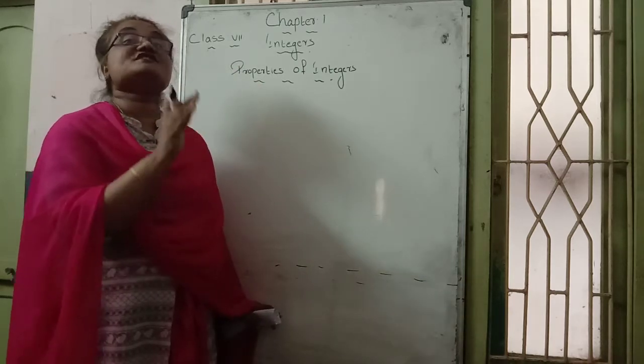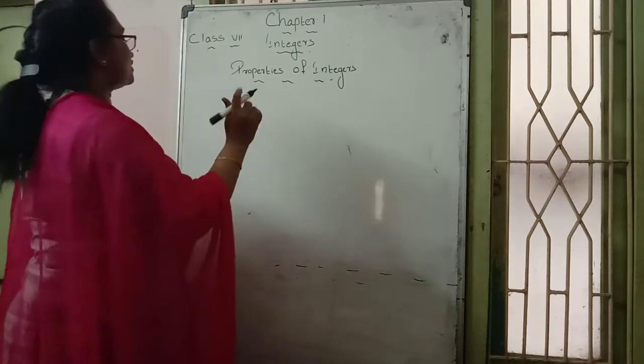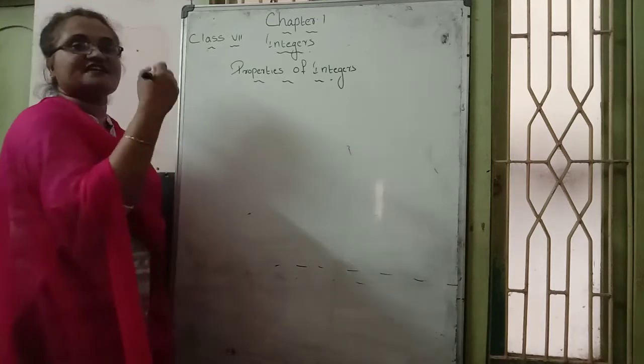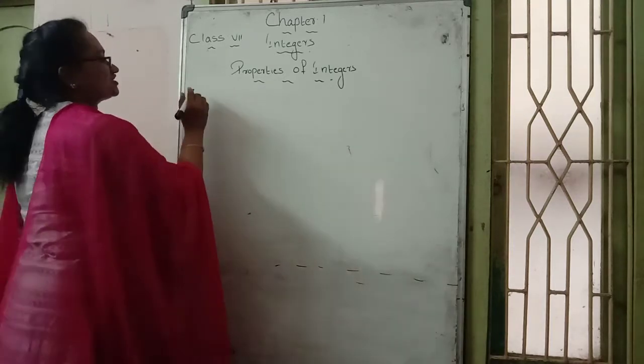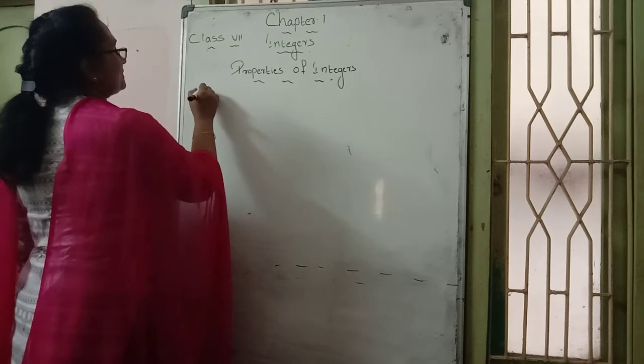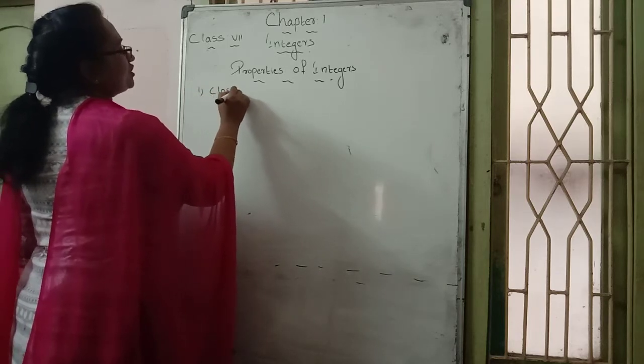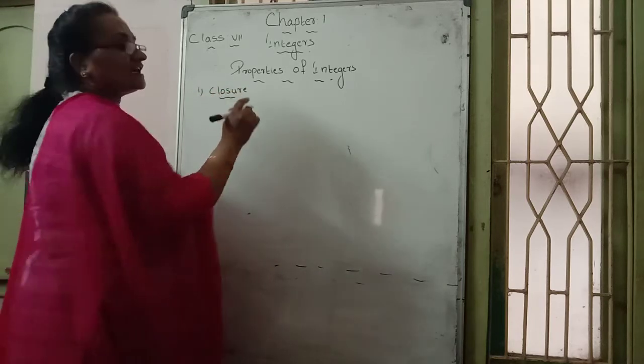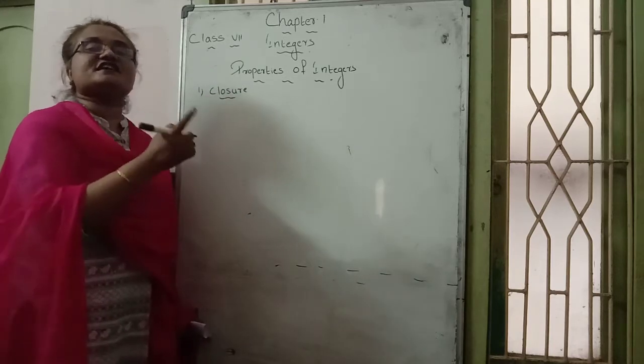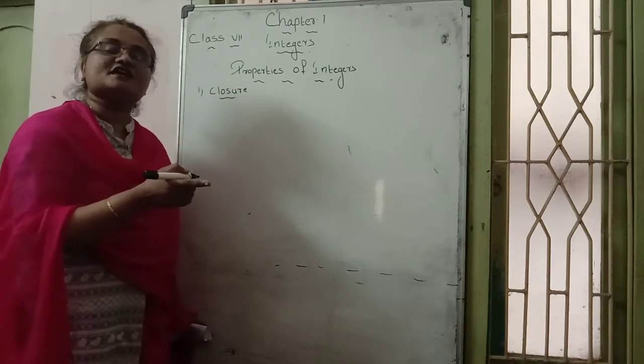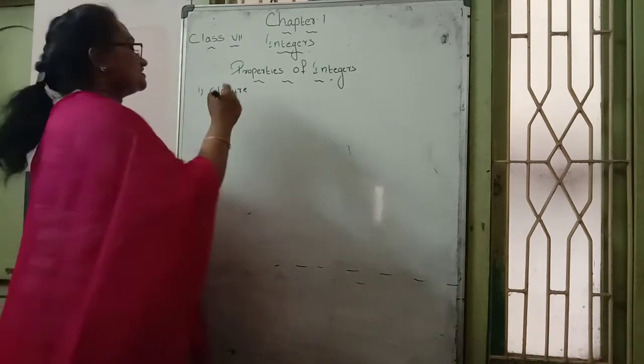Which operation? The multiplication case we are going to discuss. Division case later. So now the multiplication case. First property is closure. In the closure property, what are they telling? Any two integers when multiplied, we get another integer.